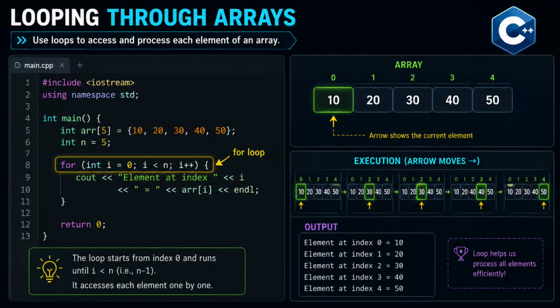One of the greatest advantages of arrays is that they work perfectly with loops. Instead of writing code repeatedly for every element, a loop can process the entire array automatically. Whether you want to display all values, calculate their sum, find the largest number, or search for a particular value, loops make these operations simple and efficient.